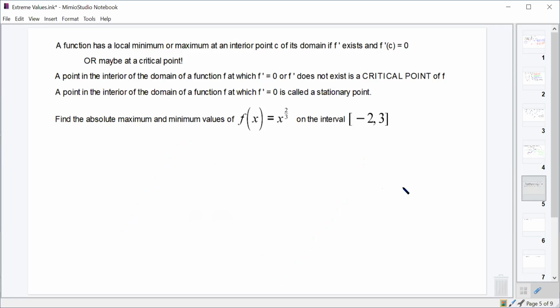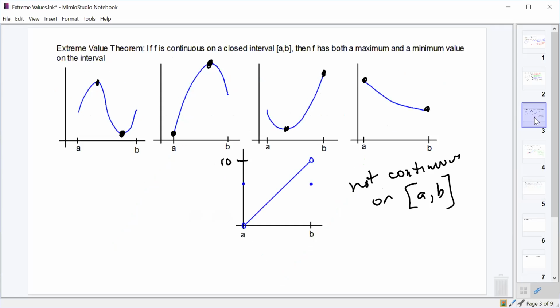So what we're going to try and do now is find the absolute maximum and the absolute minimum of a function on a closed interval from -2 to 3. We're going to find the absolute max and the absolute min of x to the 2/3 on -2 to 3. First off, we know that an absolute max can occur at endpoints of a closed interval. True? Do you guys agree with that? We said that up here, right? We could have absolute max and absolute min at the endpoints of a closed interval.